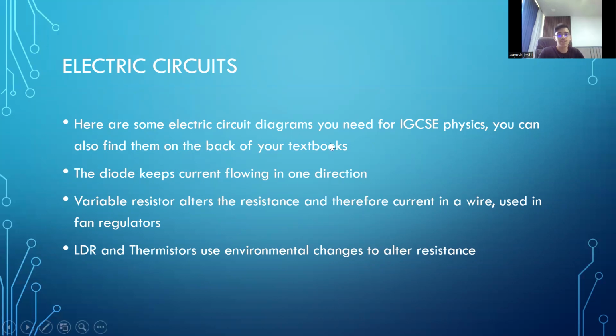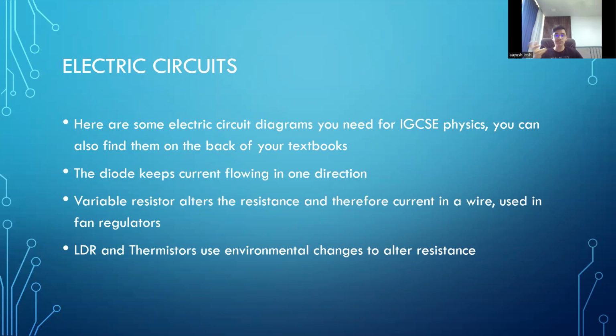Variable resistors alter the resistance and therefore current in a wire, and it is used in fan regulators. So what I mean here is that when you want to increase your fan speed, when you want to make it much more cooler, what you do is you change the regulator to a point where there is very low resistance. The variable resistor gives very little resistance and more current can flow through it, which can make the motor turn much faster, giving the fan a greater speed.